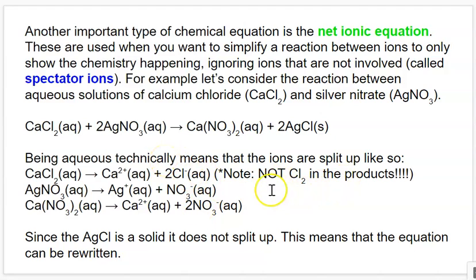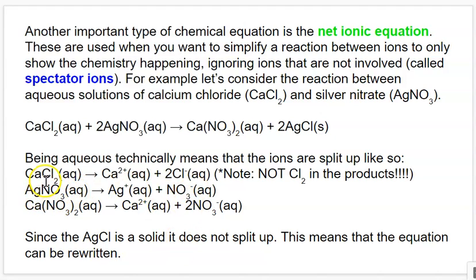Please note that it's not going to be Cl2 in the products. This is something that I see students do over and over and over. That is a big pet peeve of mine. This is an ionic compound. This means it's a combination of ions. The ions involved are calcium 2+ and chloride 1-. The 2 subscript doesn't mean that we have a chlorine molecule. It means that we have 2 chloride ions per every 1 calcium. So make sure that you represent that sort of thing accurately.